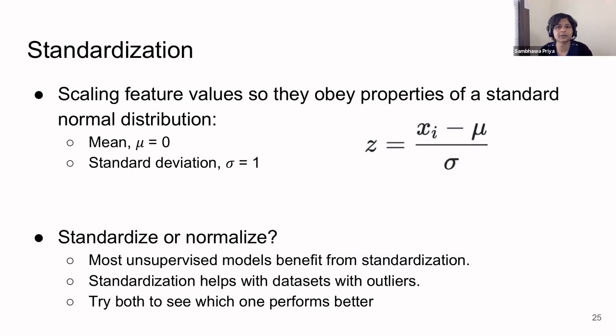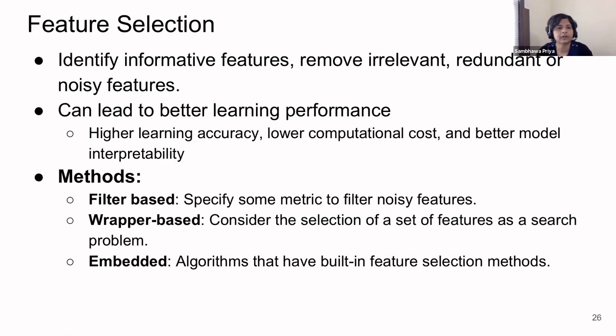And then we can move on to feature selection. The idea is to identify informative features, that is, remove any irrelevant, redundant or noisy features. This can lead to better learning performance, with higher learning accuracy, lower computational cost and better interpretability of the model. And there are different methods here.